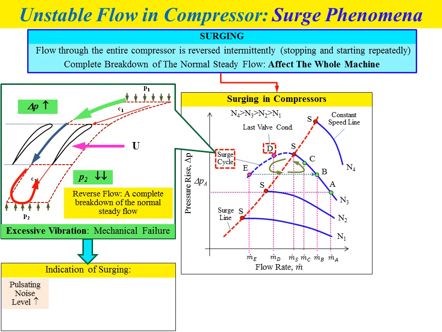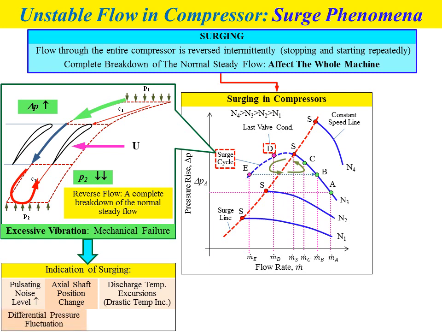The indications of surging phenomena are: the pulsating noise level will increase, the axial shaft position of the compressor will change, the discharge temperature excursion will increase, so we will have a drastic temperature increase, differential pressure fluctuation, and the last one is that the lateral vibration amplitude will also increase.